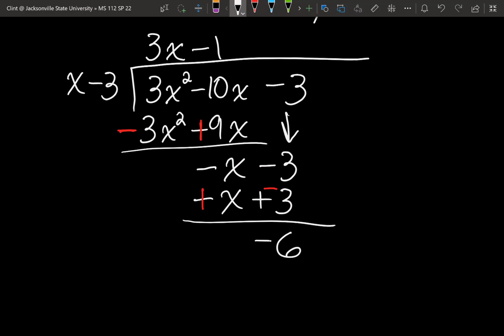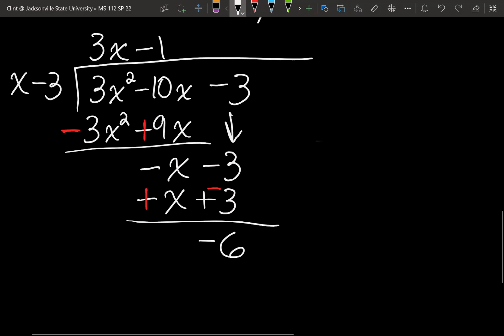The way I know that we're finished and that's going to be our remainder is that the degree of this thing, we don't even have an x, so that's really degree 0, is smaller than the degree of our divisor. This is degree 1. So as soon as you get something left over where the degree is smaller than the degree of the thing you're dividing by, then you're finished.